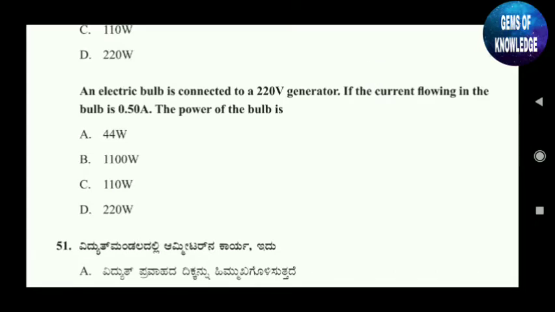So next question you can see here, 50th one. An electric bulb is connected to a 220 volt generator. If the current flowing in the bulb is 0.50 ampere, the power of the bulb is. So we have to find out this solution now. So let us quickly move on to the solution here.